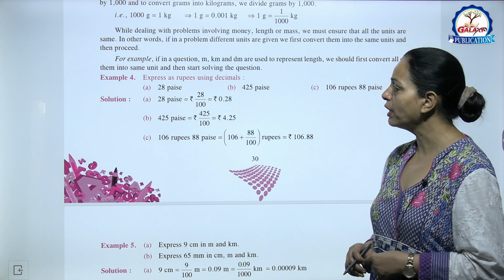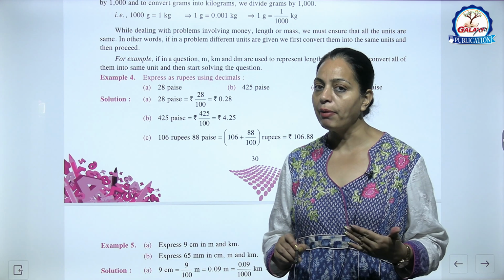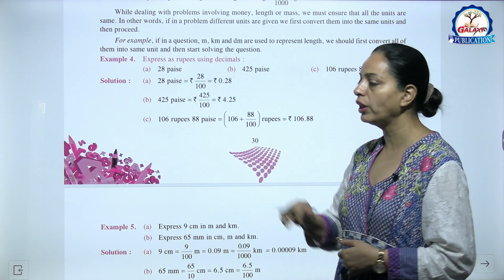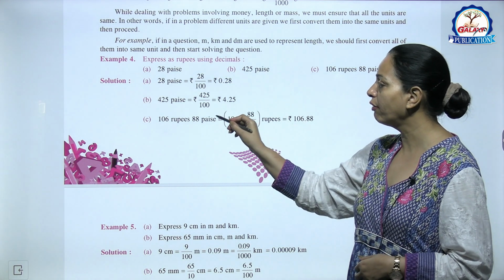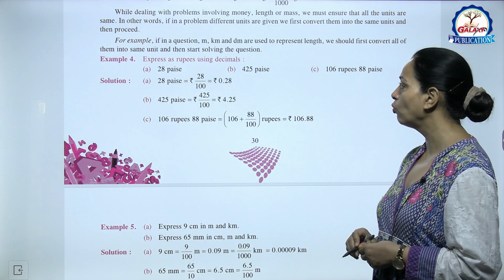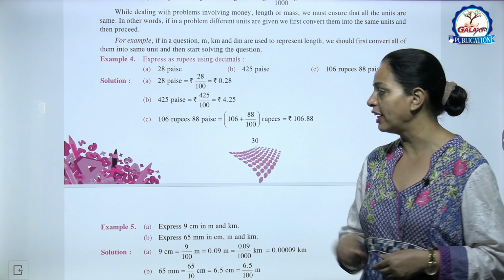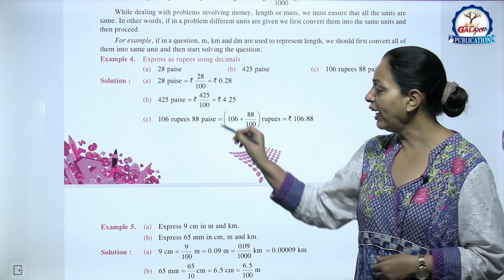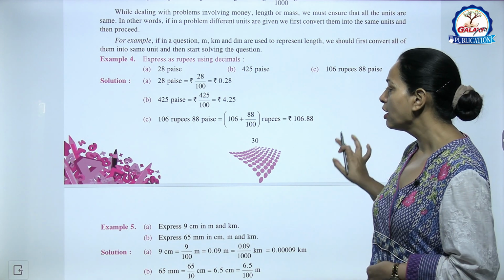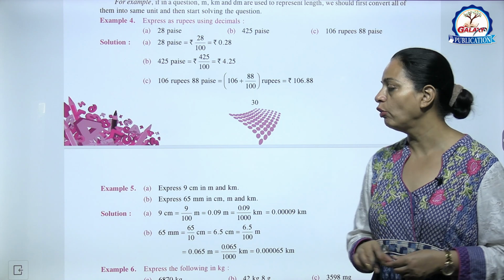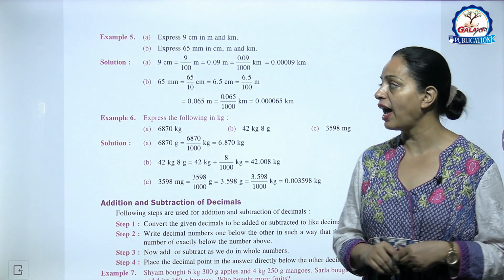Now example 4, express as rupees using decimals, like A part 28 paise. So 28 divided by 100, so this becomes rupees 0.28. Now B part 425 paise, so divide by 100, so this becomes rupees 4.25. Now C part 106 rupees and 88 paise. So 106 rupees as it is, 88 पैसे को हम convert कर देंगे rupees में, 88 upon 100, so this becomes 106.88 rupees.